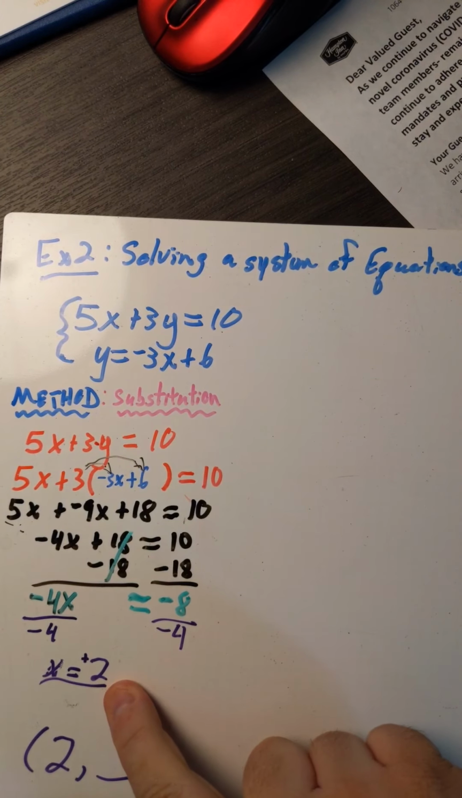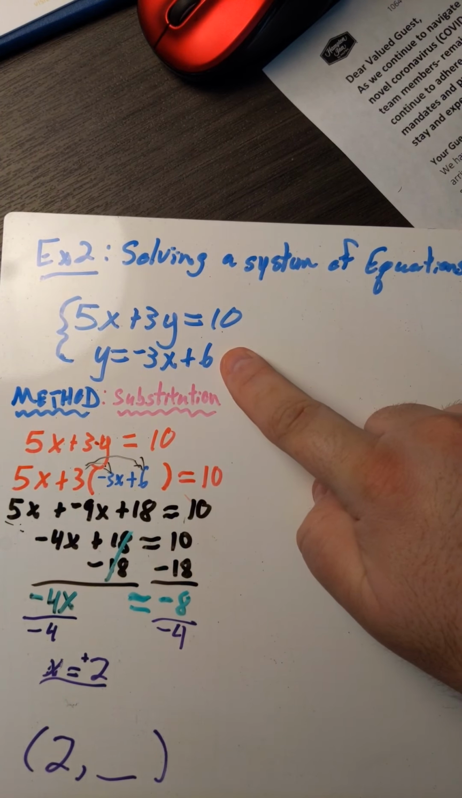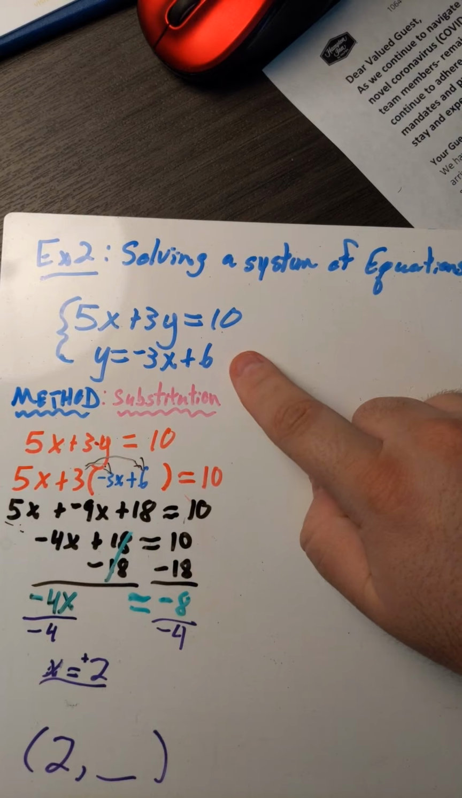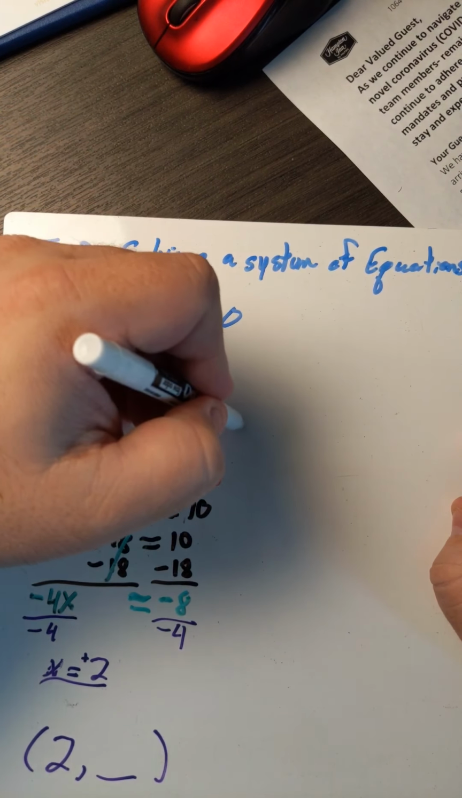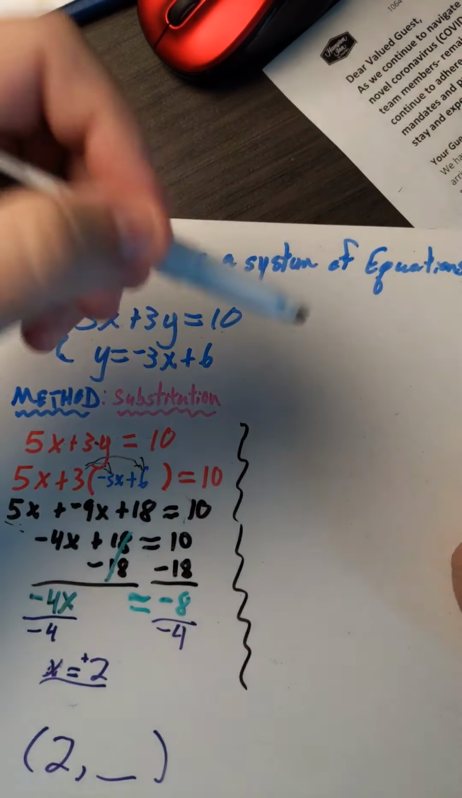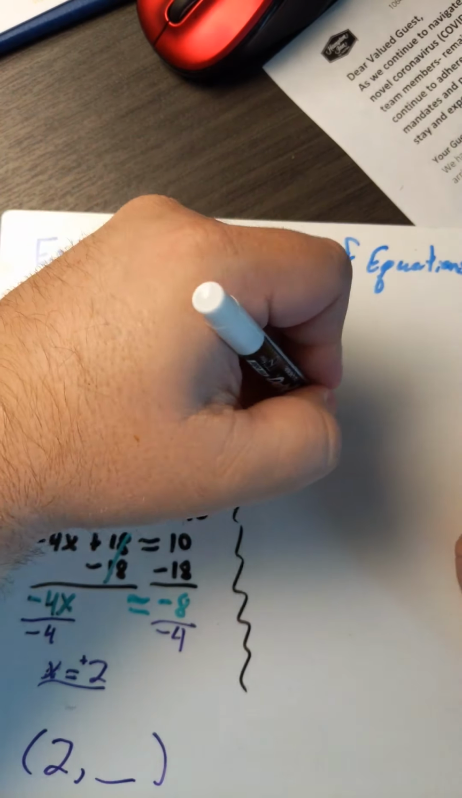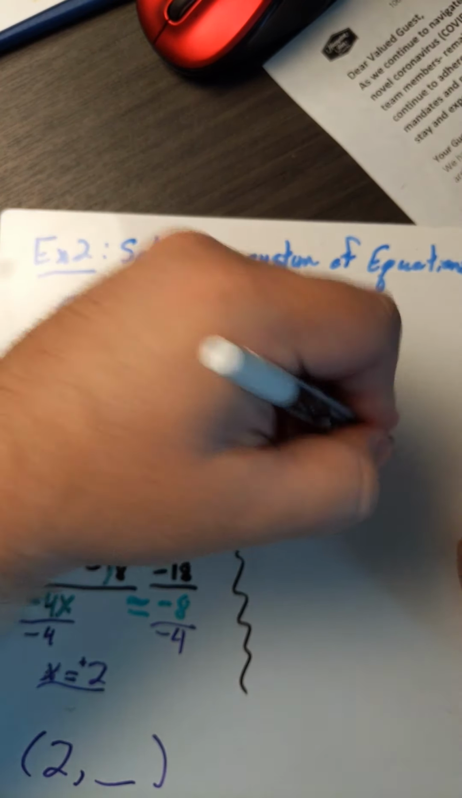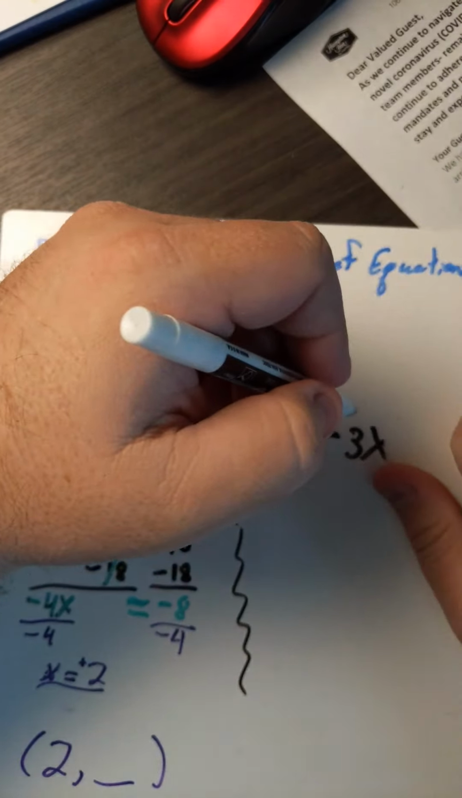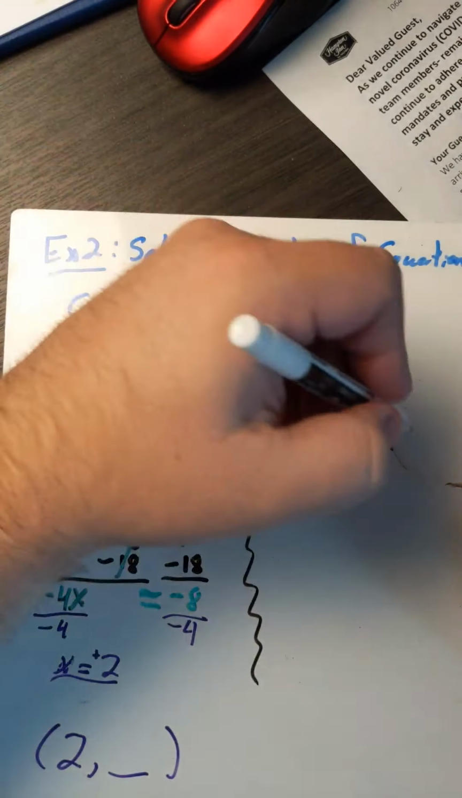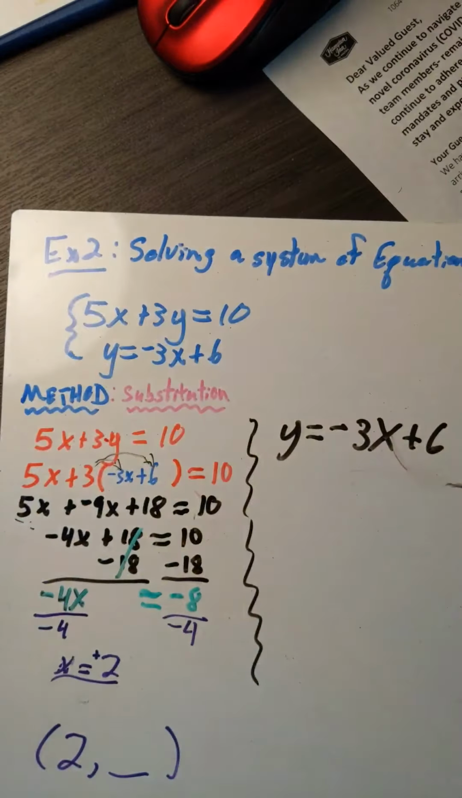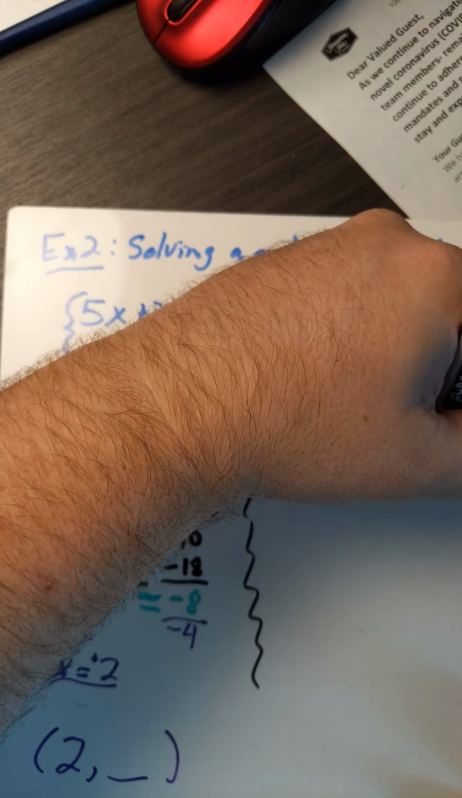So I'm going to take this 2. I'm going to take this second equation, I'm going to substitute that 2 into that second equation. So I'll just put a little divider here, partition. We're going to copy in y equals negative 3x. Ooh, that x needs some help. Negative 3x plus 6. That 6 is looking a little bit, there we go.